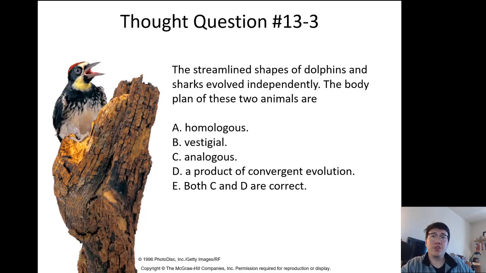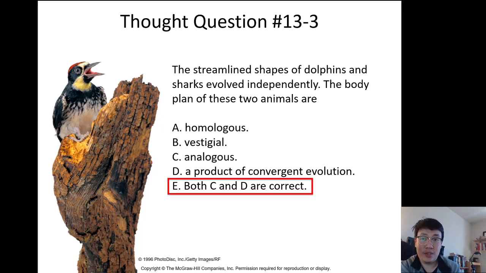Okay, so the streamlined shape of dolphins and sharks evolved independently. Now imagine, what does a dolphin look like? What does a shark look like? Okay, now the body plan of these two animals are what? Homologous? Vestigial? Analogous? A product of convergent evolution? Or both C and D? So take a moment. I'm going to give you guys a moment. Okay, let's see what the answer is. They're both C and D.